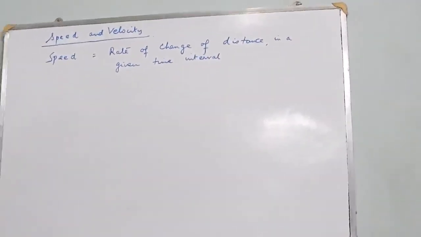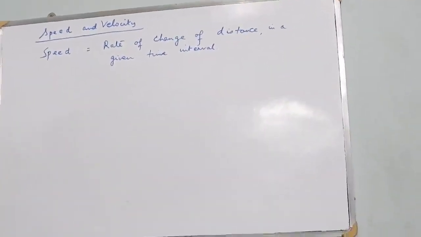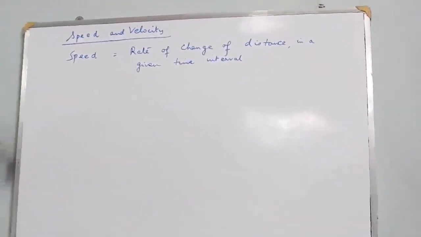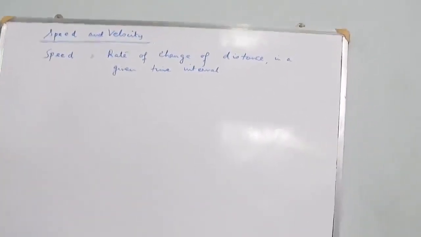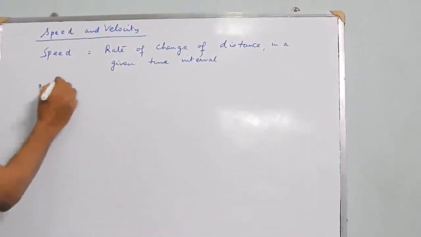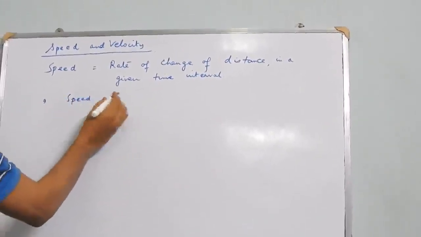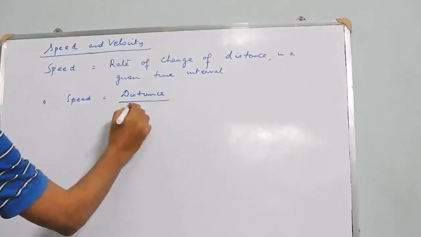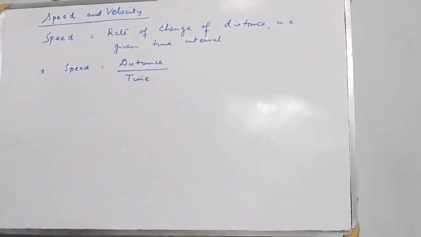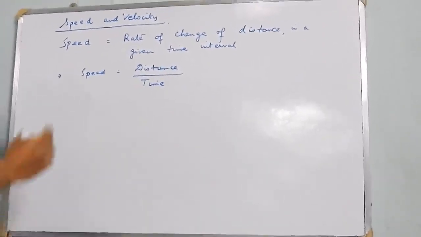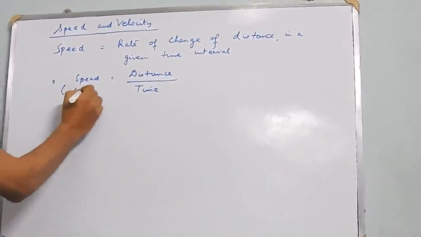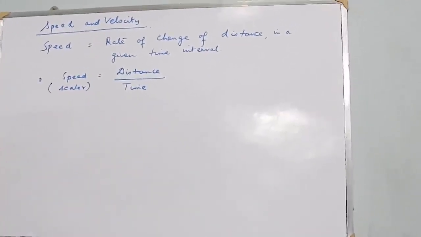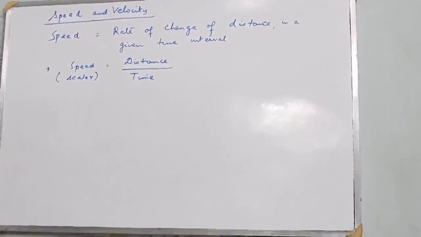Actually, whenever we say it is the rate of change of distance, it automatically means that the distance is being divided by the time interval during which the body remains in motion. So simply we can say that speed is equal to the distance travelled in a given time interval. Speed is obviously a scalar quantity. While measuring speed, we are not concerned about the direction of motion, and so speed remains to be a scalar quantity.